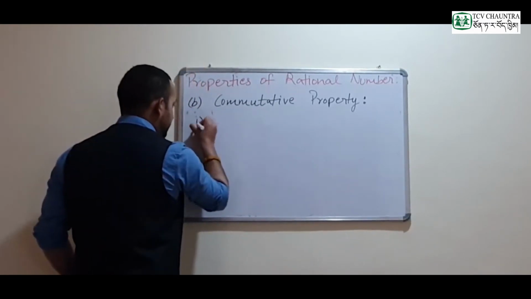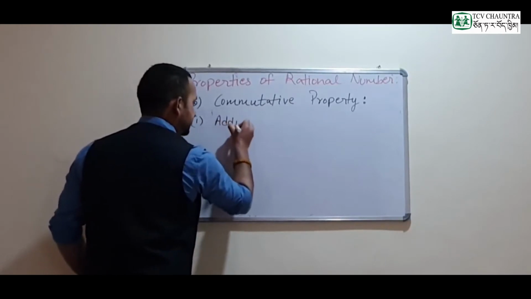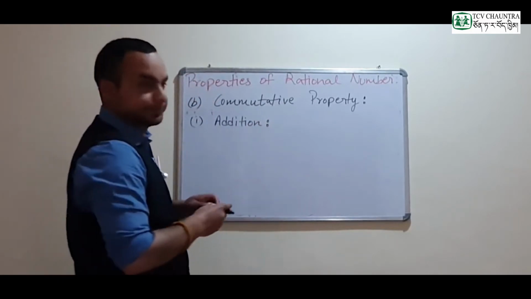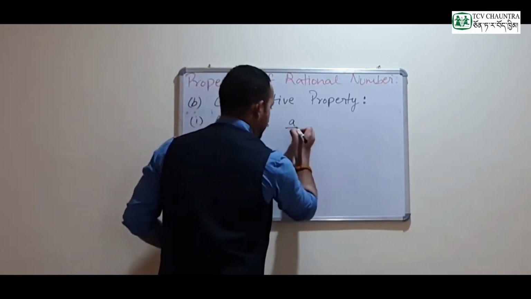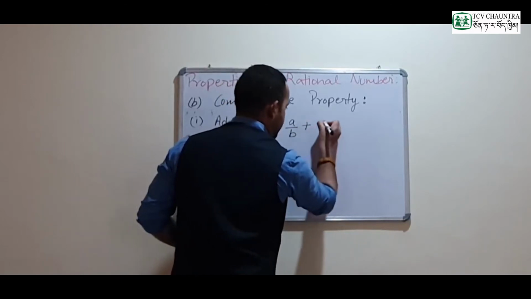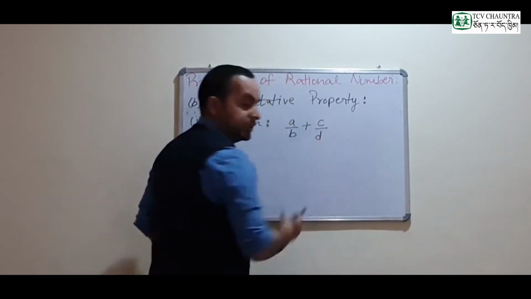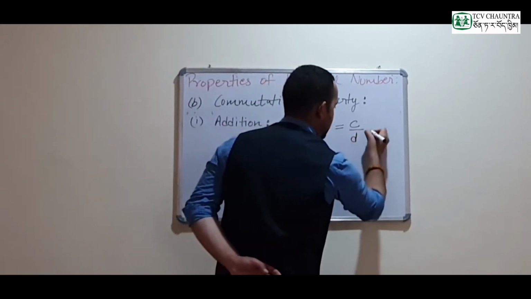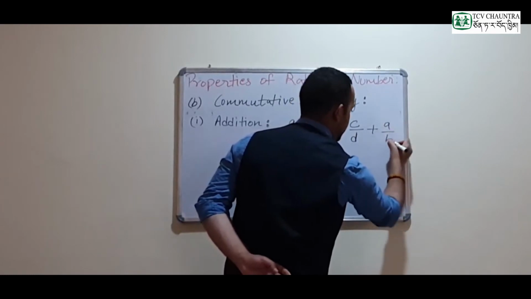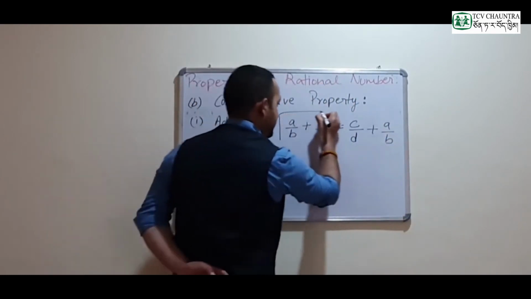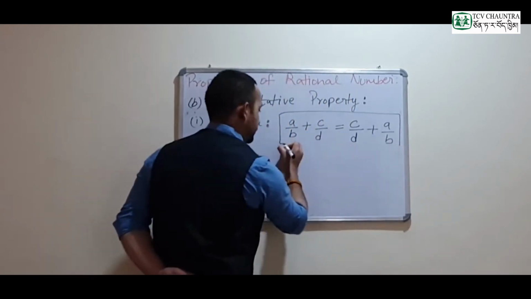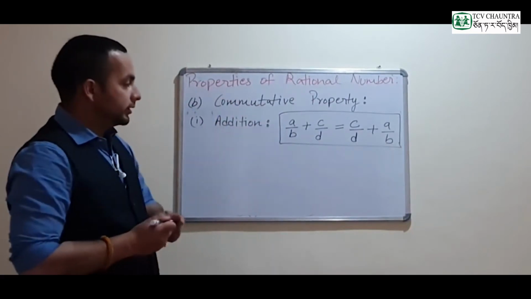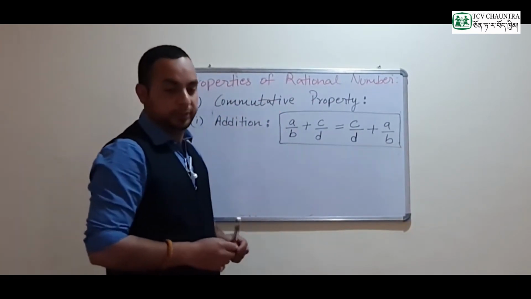Now on the basis of addition, our general formula is a upon b plus c upon d is equal to c upon d plus a upon b. This is our general formula for addition of rational numbers with the help of the commutative property.